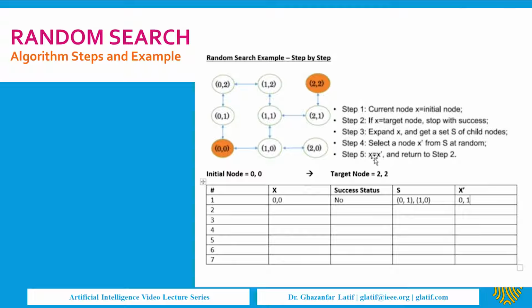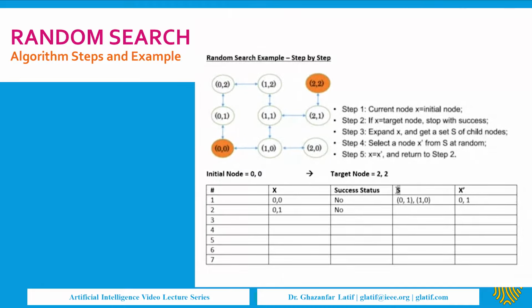Step number 5, replace x with x prime value and return to step number 2. So now whatever the value was as x prime, I will move it to, or replace it with, x. So what will be the new value of x? It is going to be 0 1. And we will move to step number 2, which is checking the target node status. So 0 1, is it a target node? No. So I will just write down no.